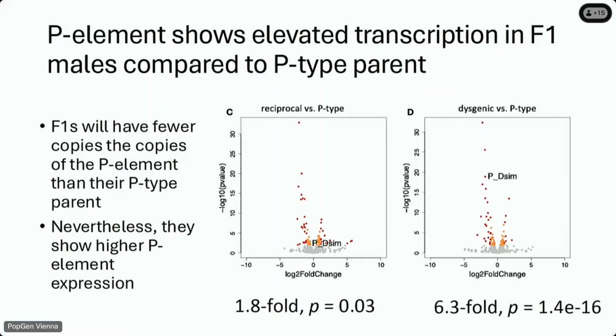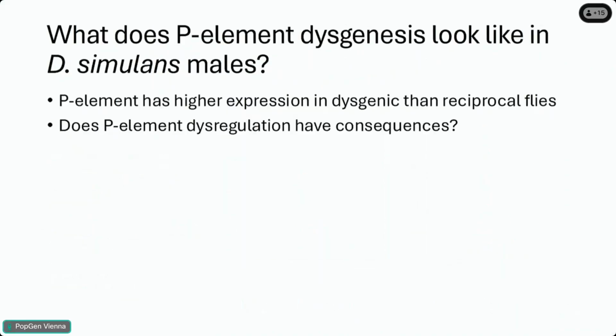If you do the reciprocal cross, you see that the P element is not the most significant TE, but it's up there. So this suggests that even though the P-type parent has P elements that are expressed, they're even more expressed in the dysgenic type. So there's even more expression than there should be in a suppressed strain. Okay, so the P element has higher expression in these dysgenic flies.